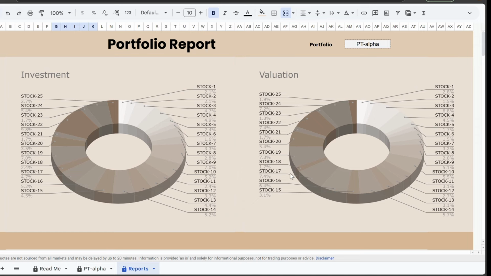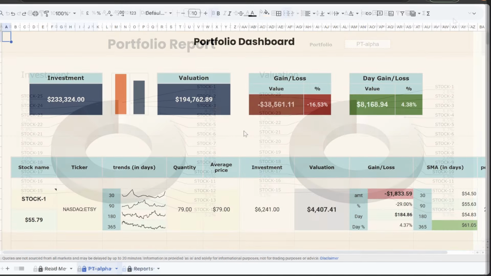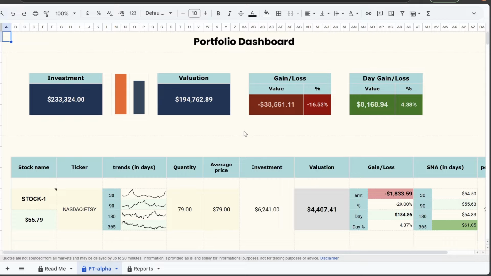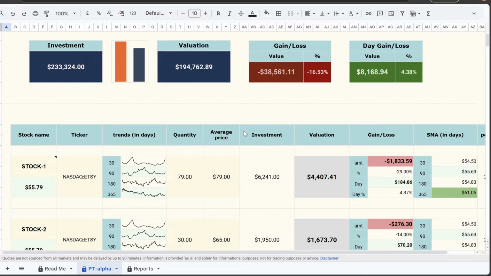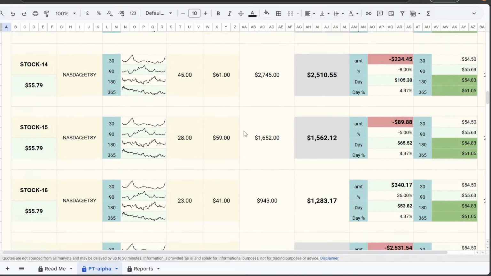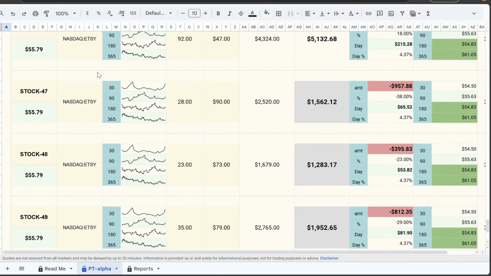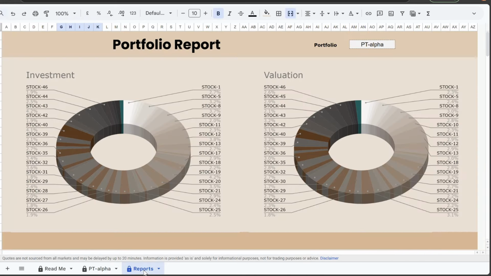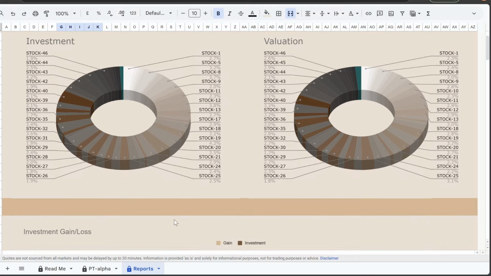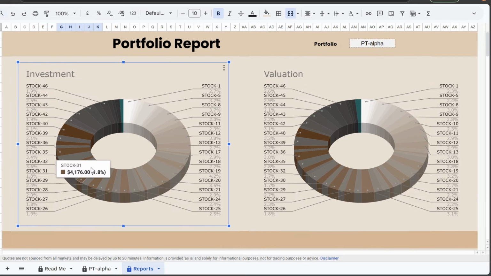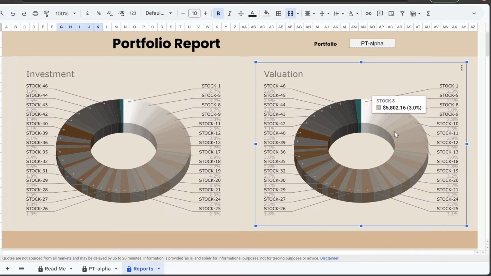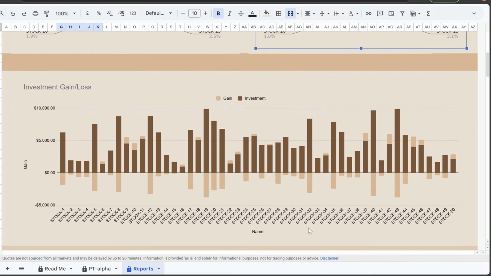Next, we will try to max out capacity by configuring 50 stocks. We have configured 50 stocks to check our reports with max out capacity. We will go to our report sheet. As you can see, the donut chart is updated automatically with all the stocks. To make it more meaningful, it automatically filters out some of the stocks with extremely low value. Same with the investment gain bar graph.